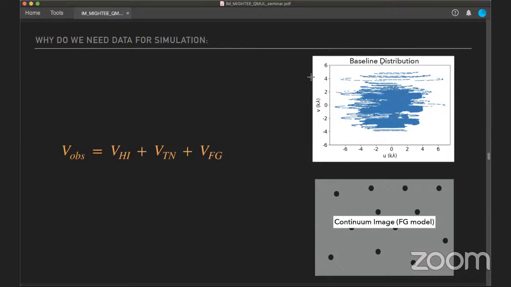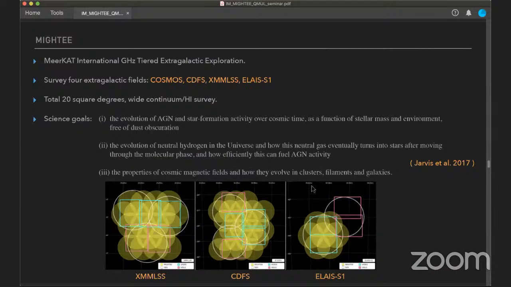We can also get the foreground model from the continuum image that we can build from the actual calibrated data. So the continuum image that we make will be fed as a foreground model in our simulation pipeline. That's why we need data for our simulation. And we have chosen the MIGHTEE survey. For our project, we could use any deep single pointing observation, but we have chosen MIGHTEE because the data is already there. So we started with the MIGHTEE survey.